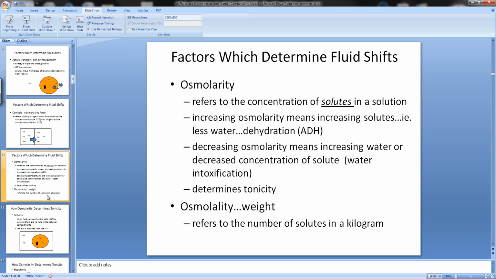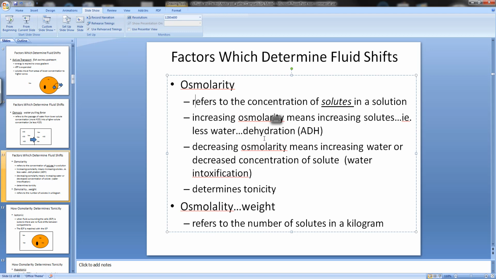Osmolarity and osmolality. Basically, I rarely use the term osmolality. It is a term that some people will use occasionally to kind of confuse you. But primarily, you just need to look at osmolarity. And if you think of osmolarity, just think of solute concentration in a solution. Increasing solute in a solution means that there's less water. Increasing osmolarity means increasing solutes, so you have actually less water.